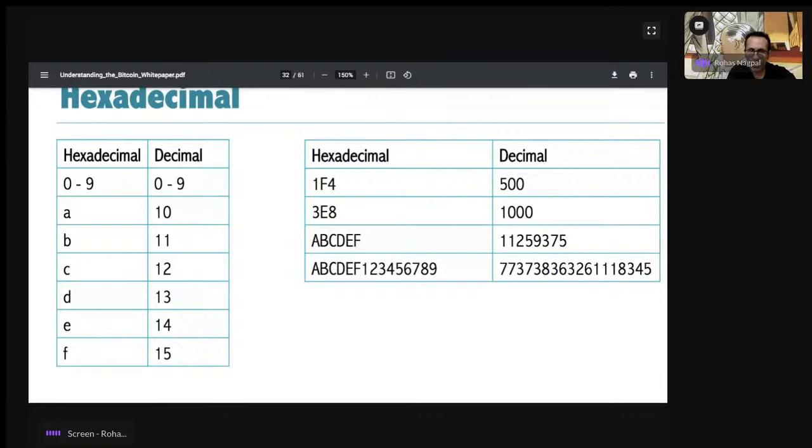So is this part clear about what hexadecimal means? A quick yes would help me. All clear?